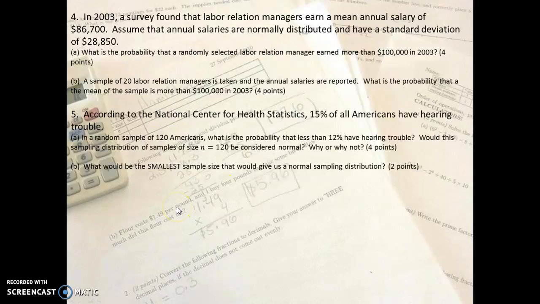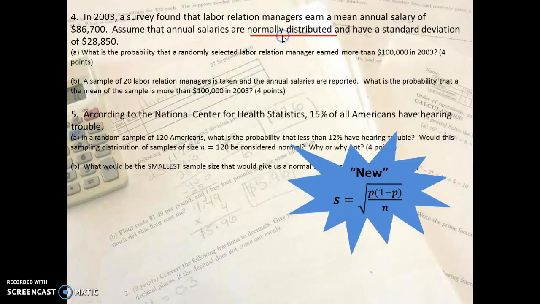At any rate, what do I need to put into the bell curve? What numbers? Well, normally distributed means this straight away. You know how to do that. Find the z-score, plug it in. We're good on that. However, this new standard deviation, you need to do that when you have percentages. So see the difference between 4 and 5. If it says normally distributed, you know how to do that.